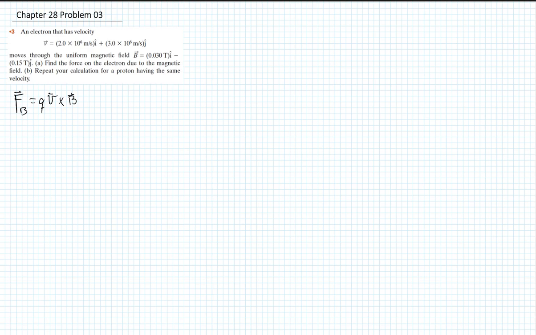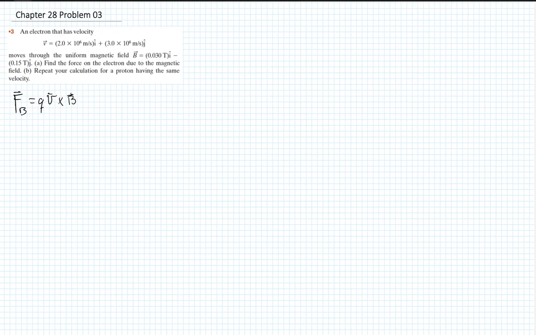Let's keep doing the problems from Halliday, Resnick and Walker, chapter 28. Problem number 3 is an easy one, because we just need to apply this well-known formula. To be honest, guys, this is pretty basic because they gave us the velocity vector and the magnetic field vector. So the only thing that we need to deal with here is the matrix. Let's see what's going to happen.